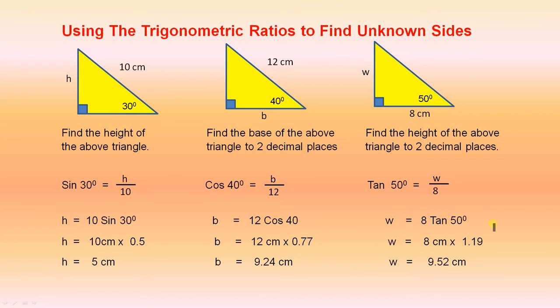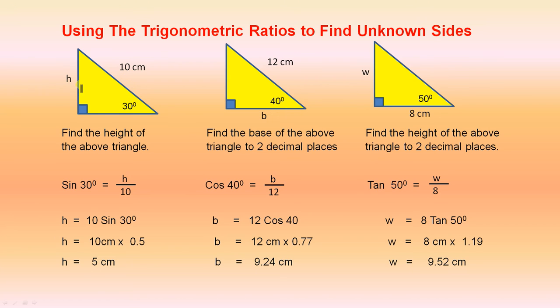Using the trigonometric ratios to find unknown sides. Now these powerful ratios can help us to solve problems. Now here's a very basic example which will highlight how powerful these trigonometric ratios are. We have a triangle here where theta is 30 degrees. We need to find the height, and we are given the hypotenuse.